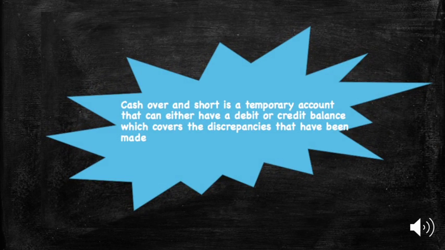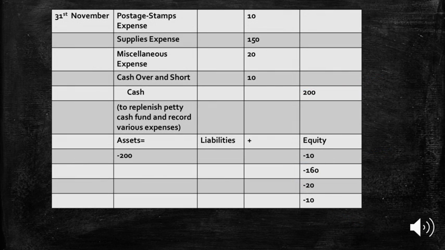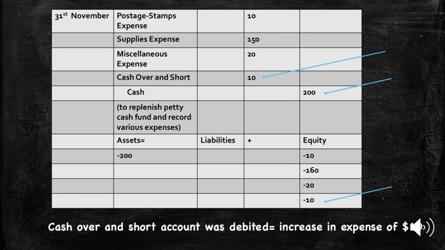So cash over and short is a temporary account that can either have a debit or credit balance which covers the discrepancies that have been made. So as you can see, $150 on office supplies has been incorrectly recorded from the original $160. This puts total receipts out to $180, not $190, and it's no longer equal with cash requested to replenish the fund, and there's a discrepancy that's been made. With cash over and short, we debit $10, we credit cash at $200, and credit equity at $10. Therefore, our expenses have increased by $10.